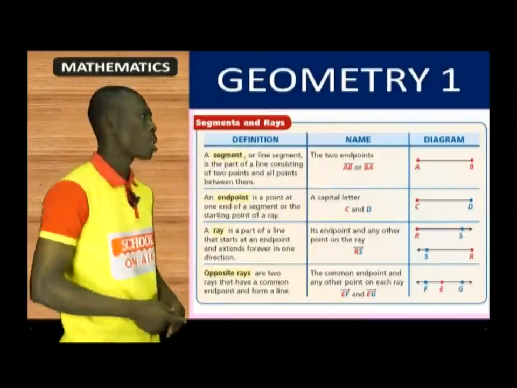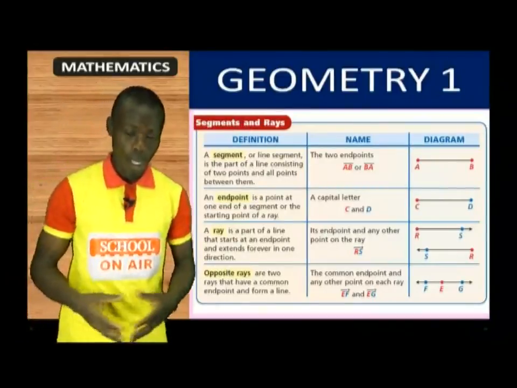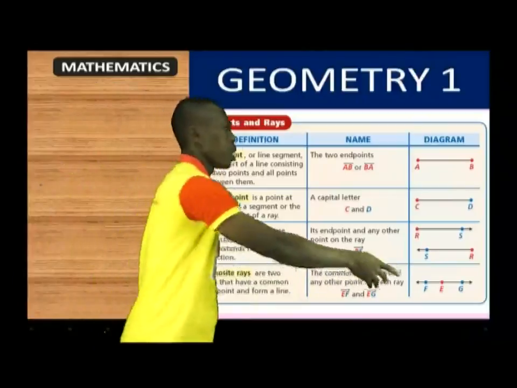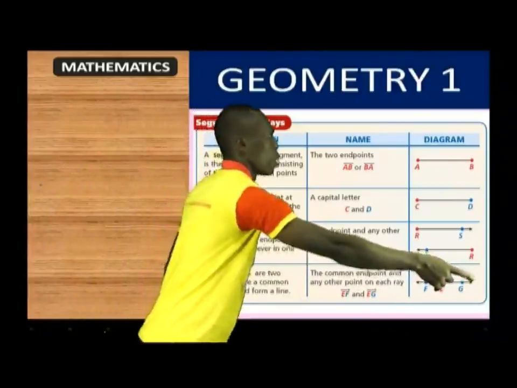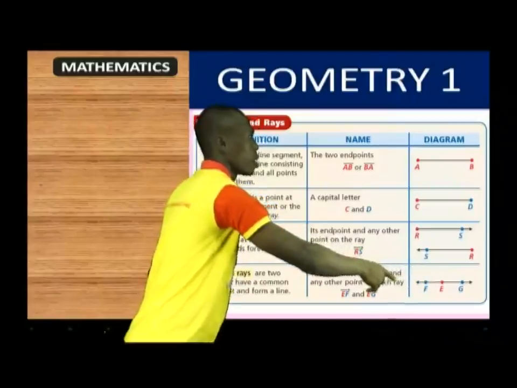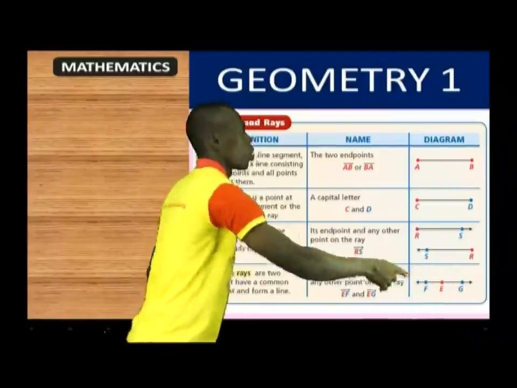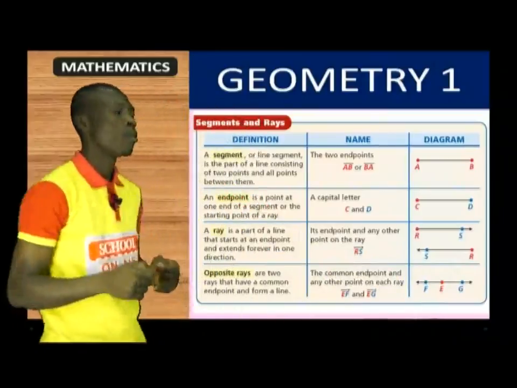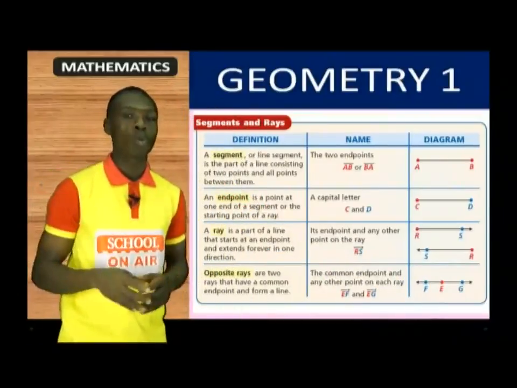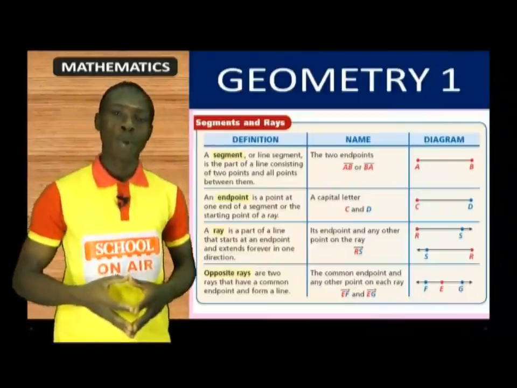And then we said opposite rays are two rays that have a common endpoint and form a line. So we have an example here: ray EF moving in this direction and ray EG moving in the other direction, with point E forming the common endpoint for the two rays. So those are what we call opposite rays in geometry.